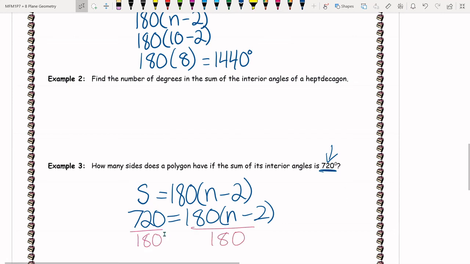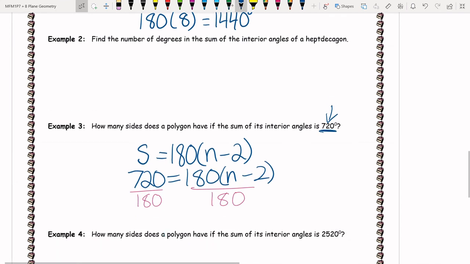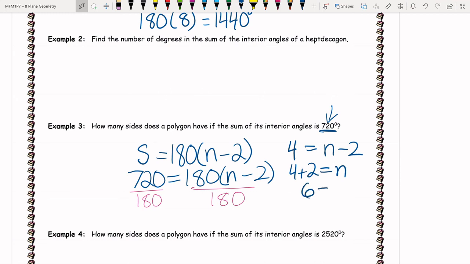And when we do that, we're going to get, and I'm going to need to make some space for myself, so right over here, if I do 720 divided by 180, I get 4 equals n minus 2, right? So 720 divided by 180 gave me 4 equals n minus 2, and then what do I have to do? I have to add 2 to both sides, so I get 4 plus 2 equals n. 6 equals n, or n equals 6, because a polygon that has the sum of the interior angles of 720 will have 6 sides.